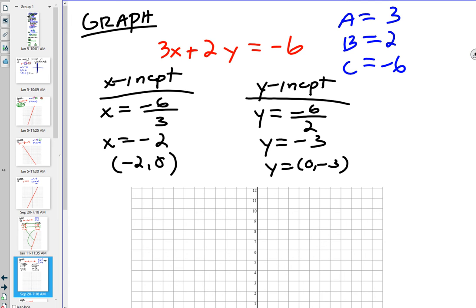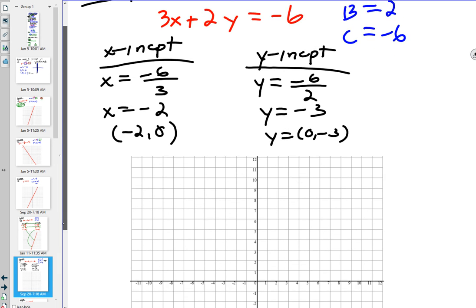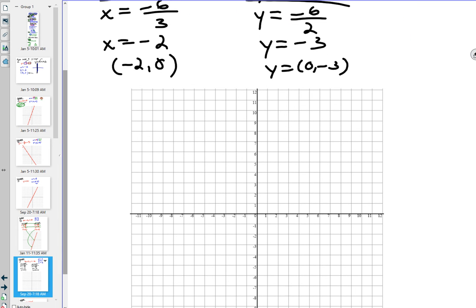I want to graph this, but I still have a couple of bonus questions where you can show off everything you've learned. Don't confuse the axes. Put the -2 on the x, put the -3 on the y, connect the dots, and then just call it a day. But here comes a bonus question. We're done with what we were asked to do.